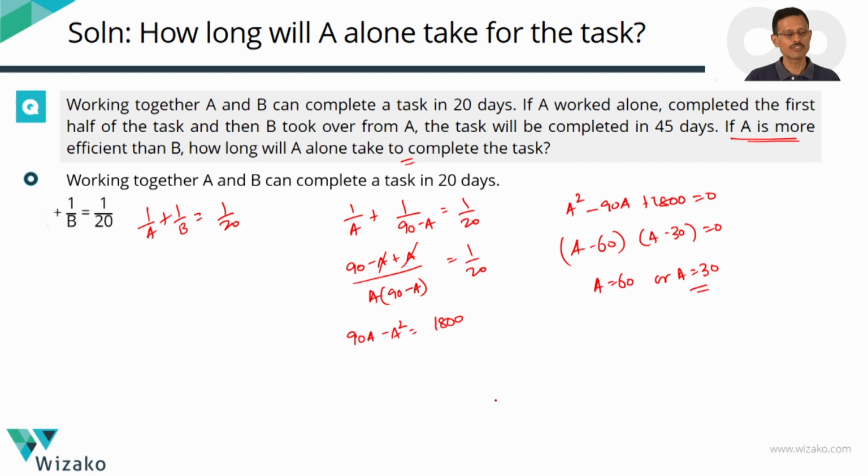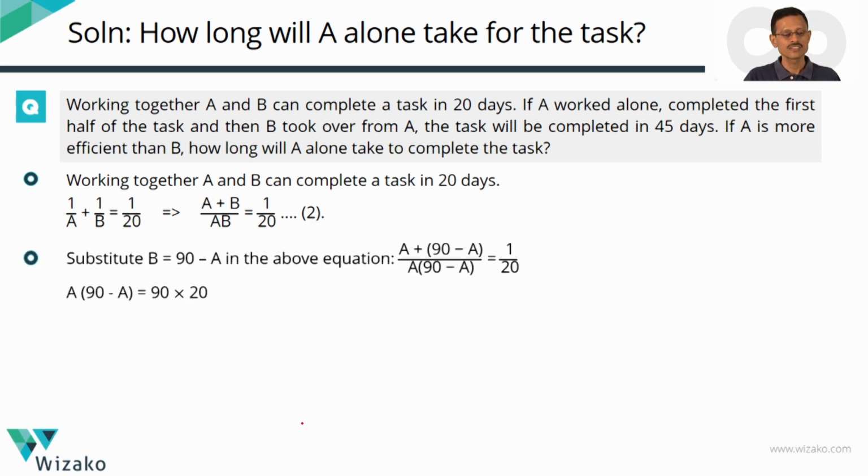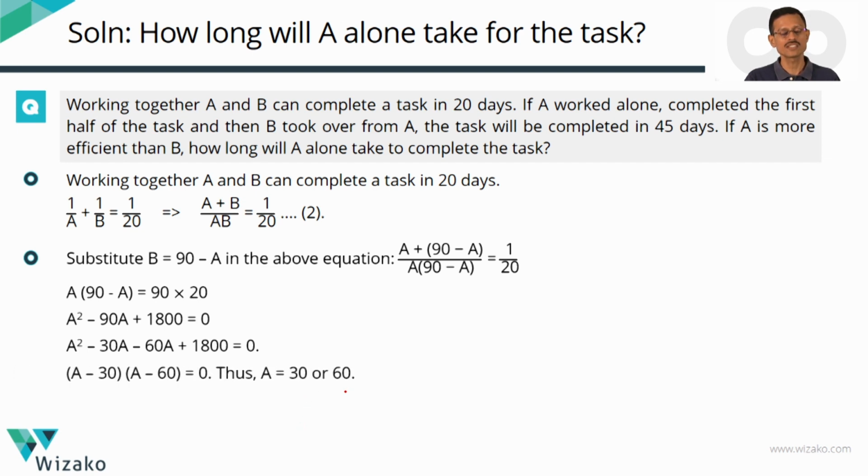Quickly recap it in a printed form. We know that 1 by A plus 1 by B is equal to 1 by 20. So rewriting it, AB as a common denominator, A plus B by AB is equal to 1 by 20. Replace B as 90 minus A. Solve the quadratic equation. We'll get A is equal to either 30 or 60. Because A is the more efficient of the two, A is going to take 30 days to finish the task.